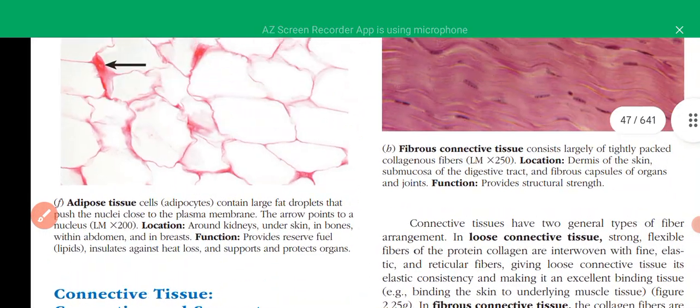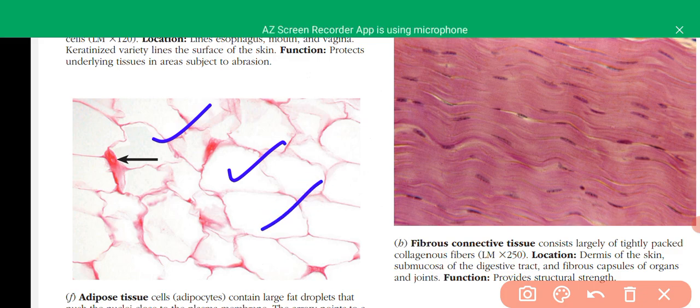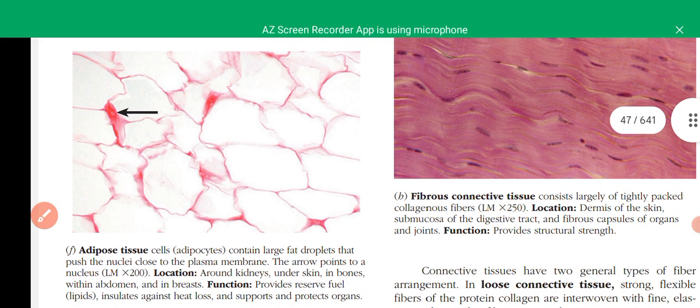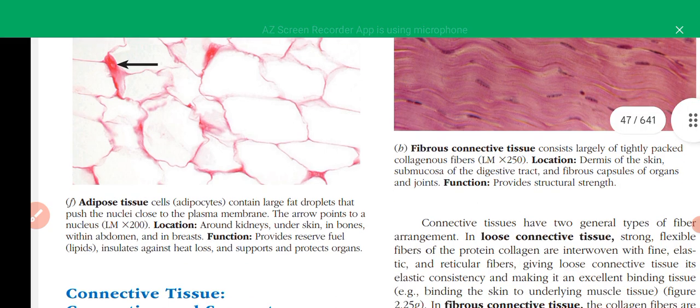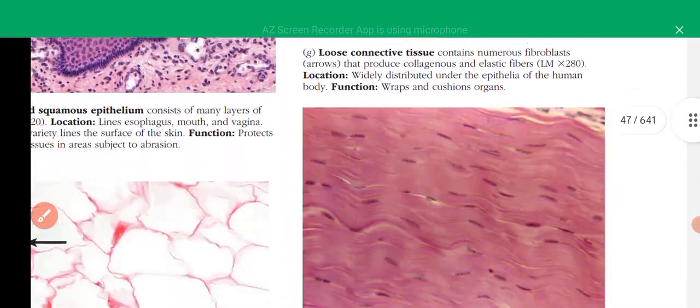Here is their example. They consist of mostly fat, and these fats are washed out during slide preparation, so most of the cells appear to be empty, and their cytoplasm is pushed to one side. They are present at various locations like the kidney, skin, and bones, and their function is to provide fuel. They help in storage of energy. Then they provide heat and insulation. We will talk about them later in detail.